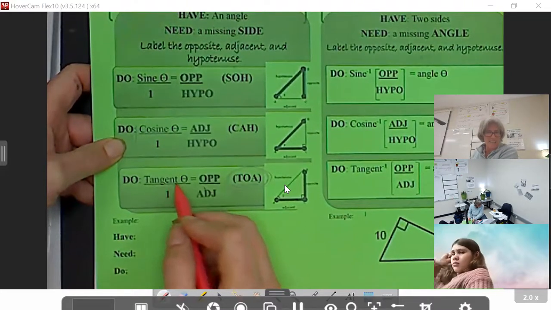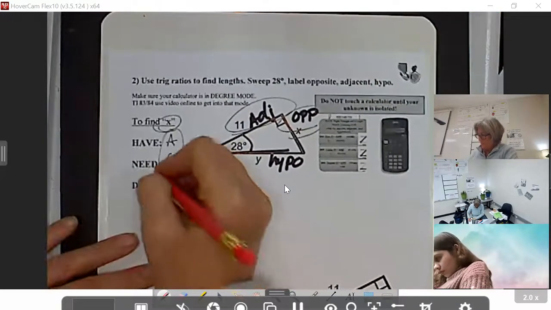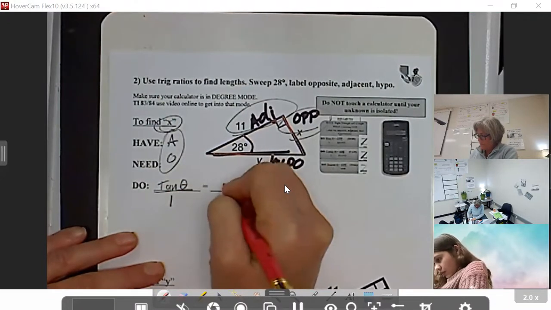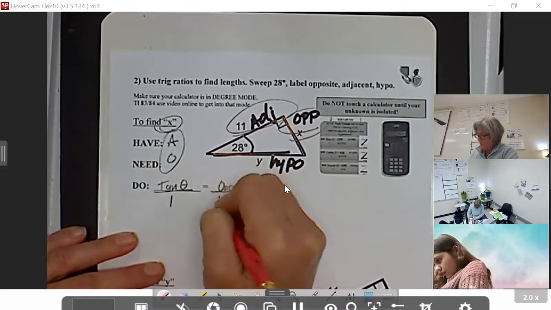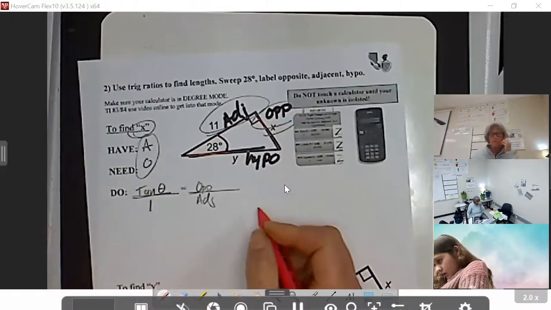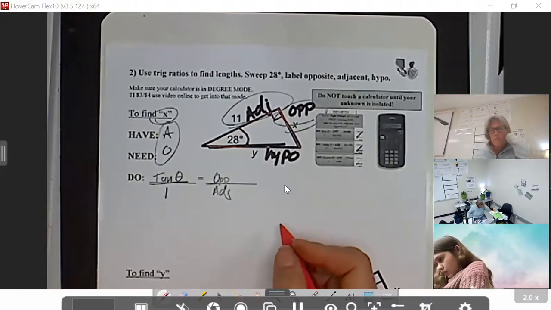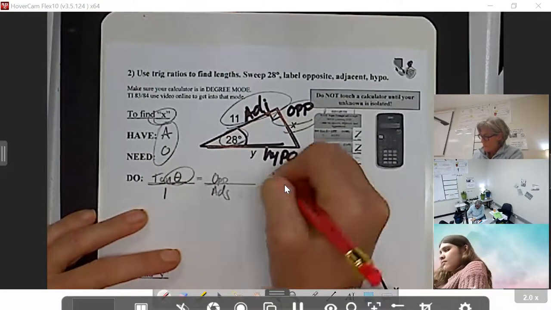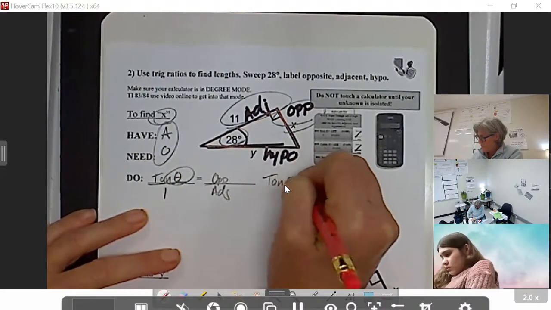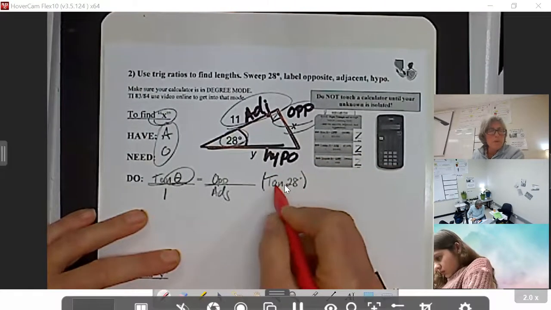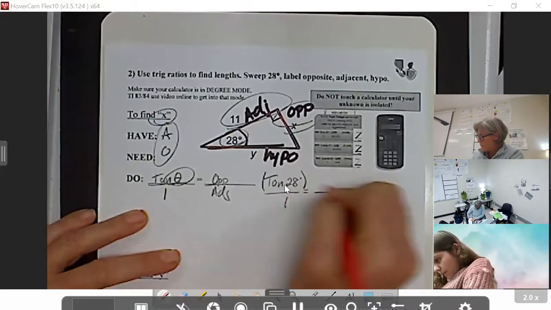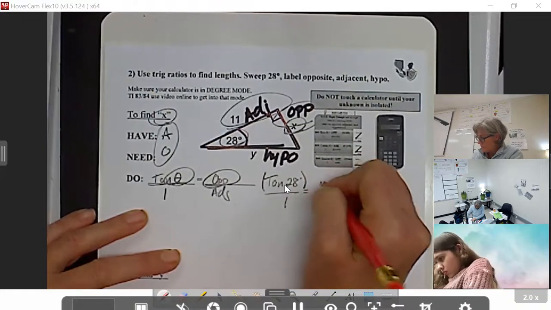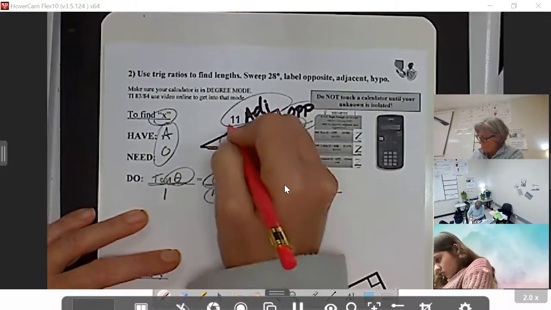Copy exactly this down. We use theta for the unknown angle. Now we circle, plug, chug. Keep parentheses around this. Circle, circle, circle, circle.